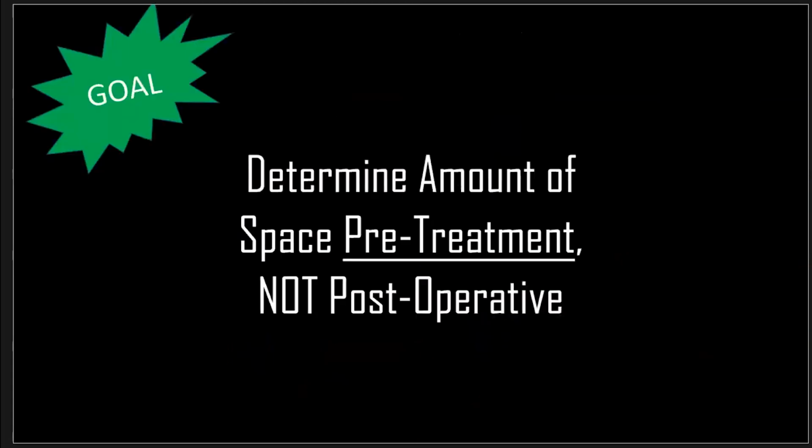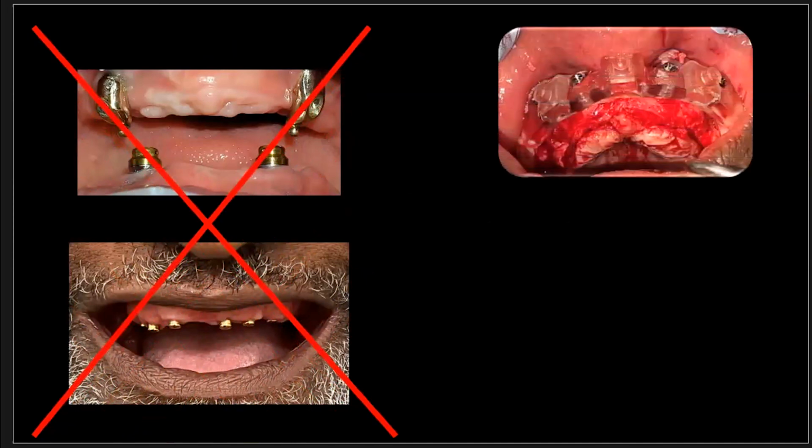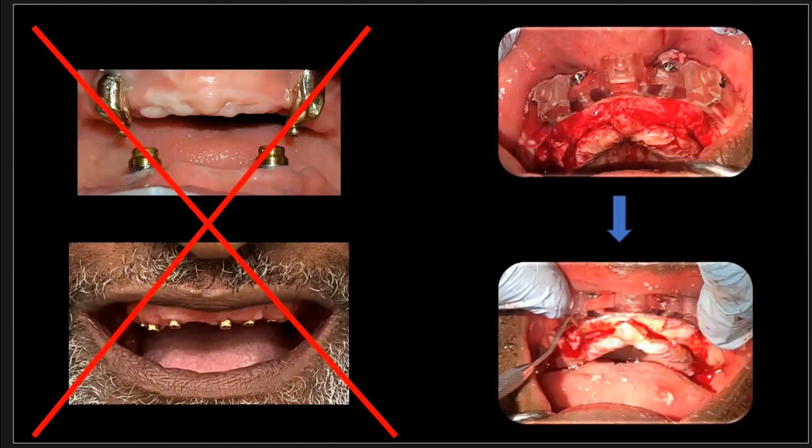Our goal with this treatment is to determine the amount of space pre-treatment, post-operatively. We don't want to get the patient in for their final restoration and realize, oh crap, we don't have enough space. Now what do we do? It's very difficult to fix. So we want to figure this out prior to making the patient go through surgery, because if we figure this out beforehand, we can plan accordingly and reduce the amount of bone to create room for our final prosthesis.